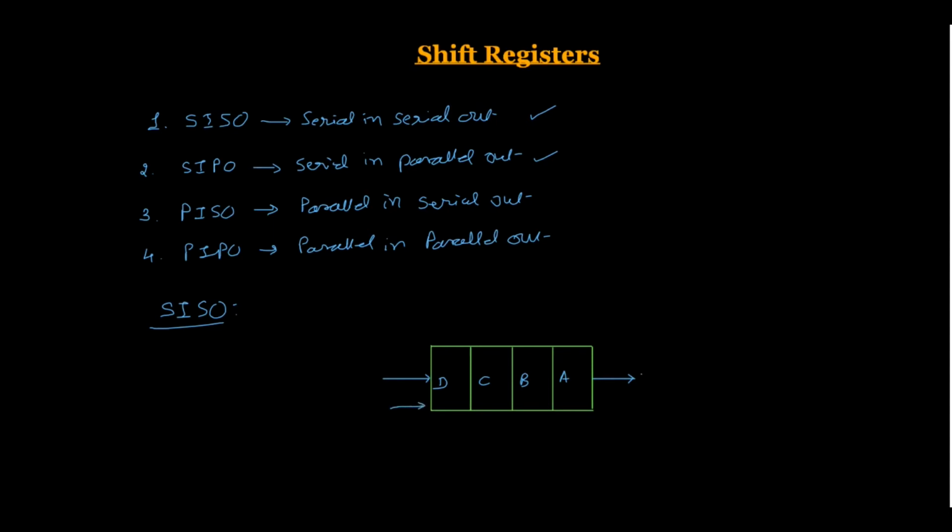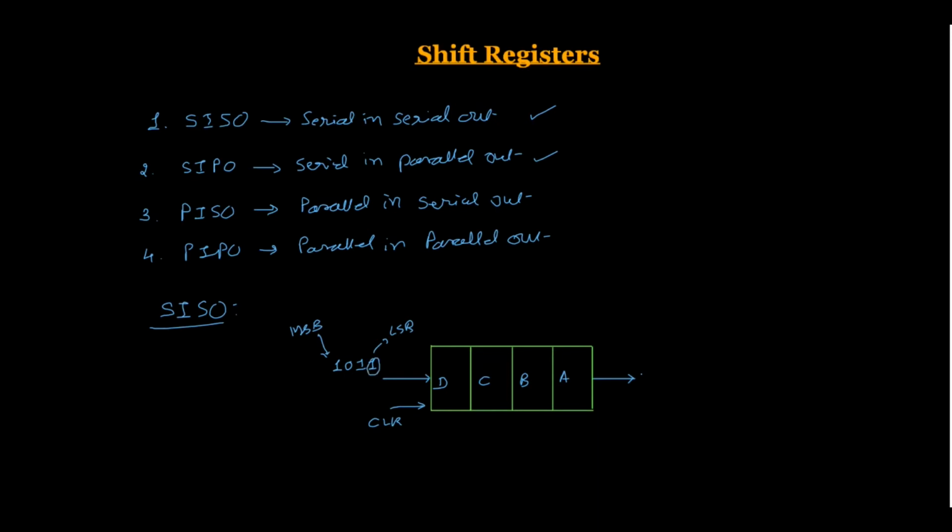Here we also apply the clock. This clock is applied in parallel to all the flip-flops, so all the flip-flops will be triggered simultaneously. Now suppose we apply a 4-bit binary number at the input of the shift register. This is the LSB of your binary number and this one is the MSB of the binary number.